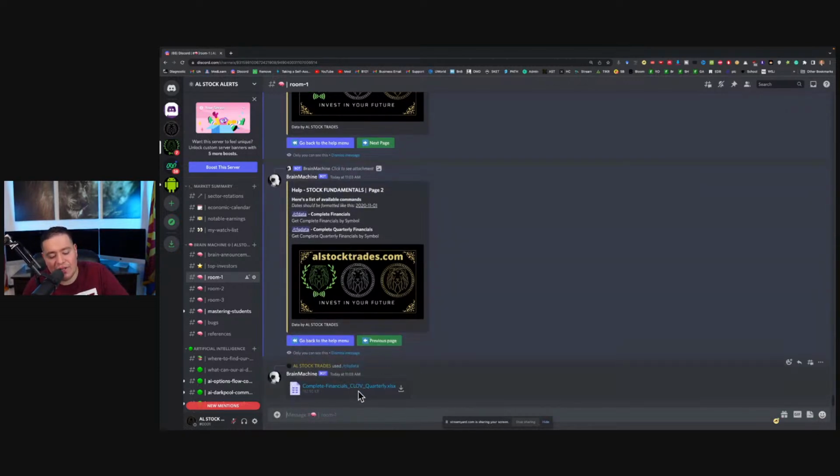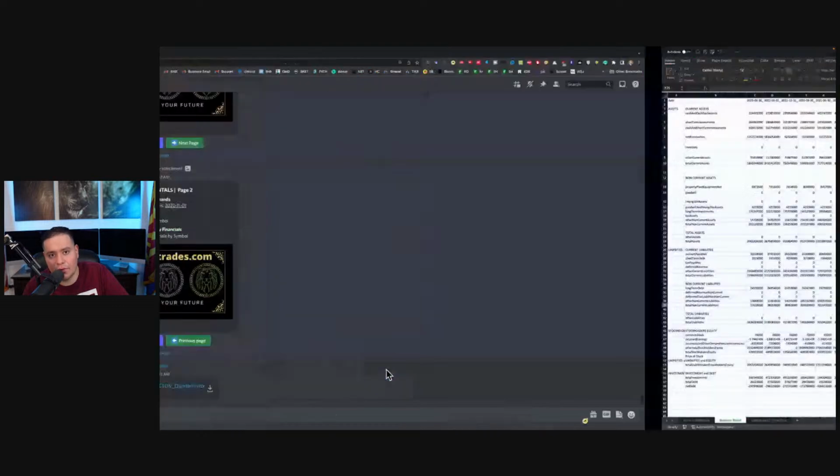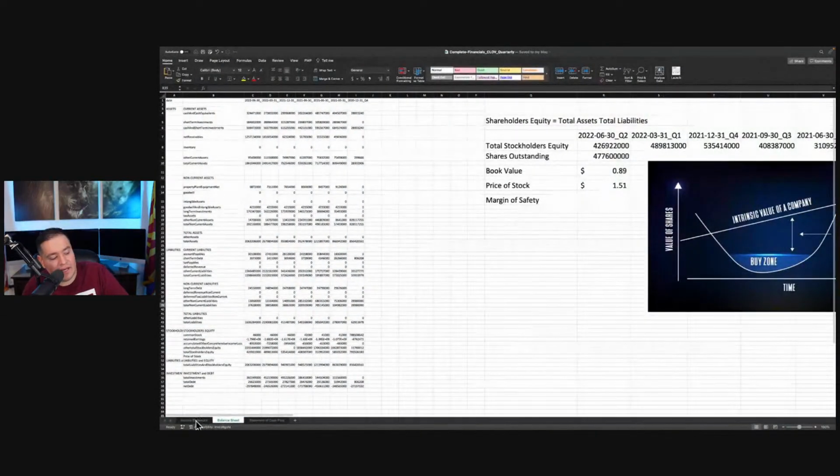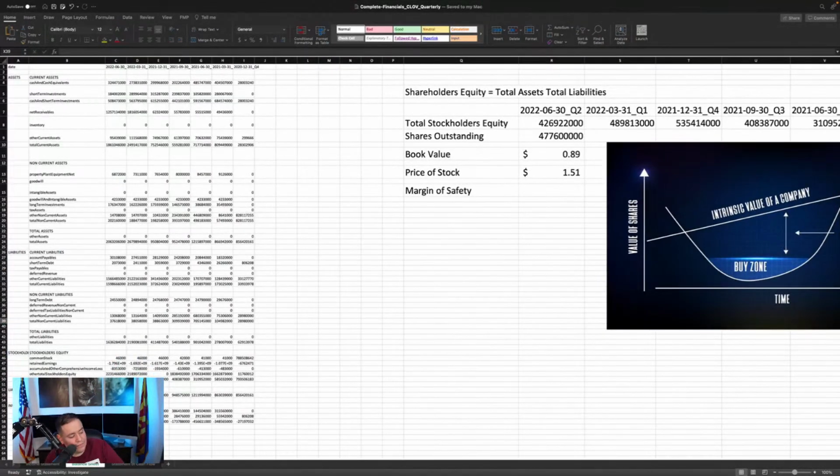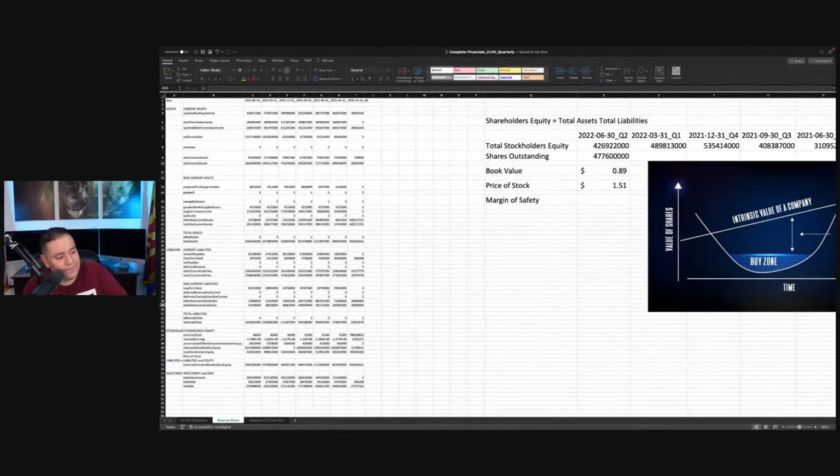We're going to be able to download the quarterly results for Clover. And then within this, you'll get the income statement. You get the income statement, the balance sheet, and statement of cash flow.